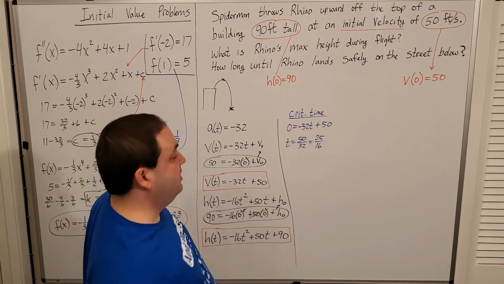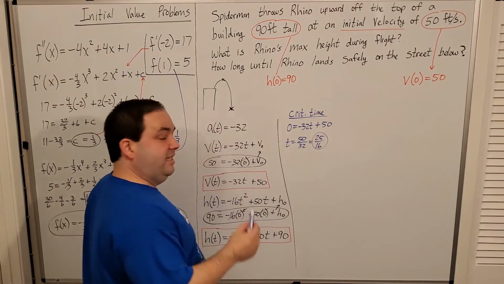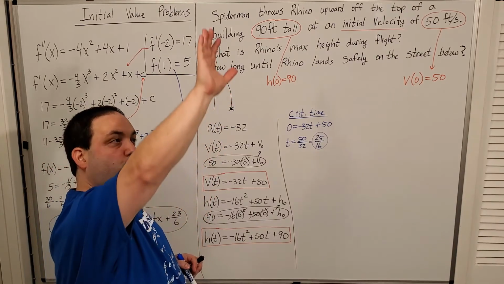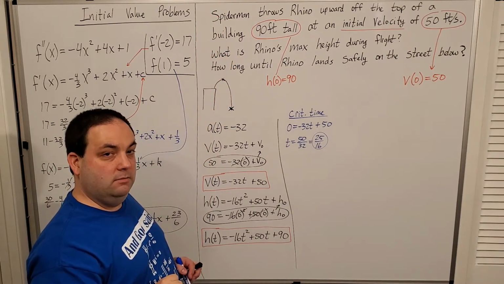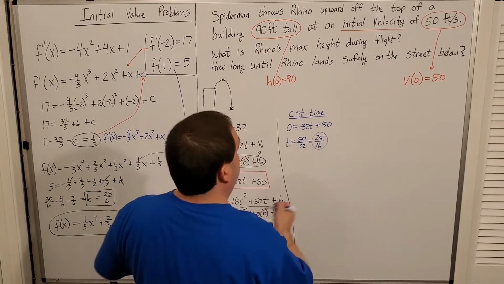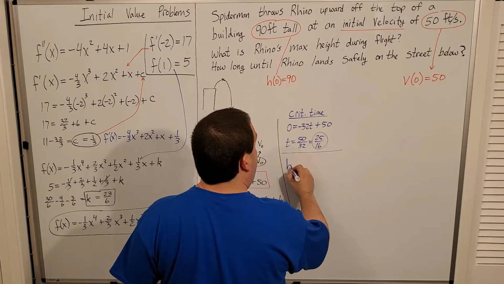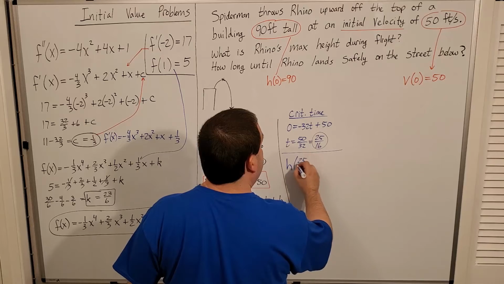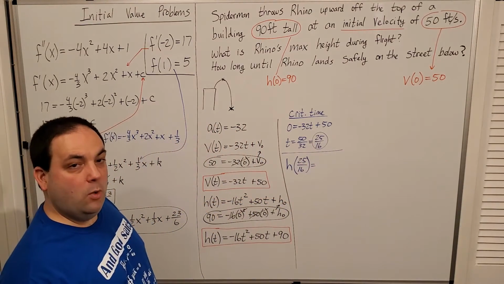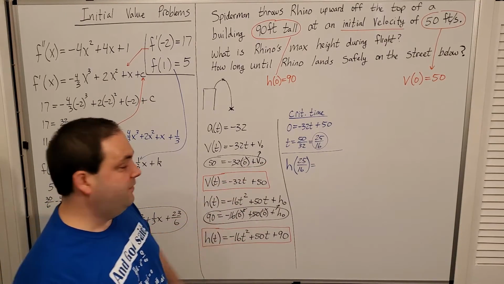From here, we'll just have to leave it like that for now. This is my critical time. This is the amount of time it takes for Rhino to reach the maximum height, right? Okay. From there, I then say, oh, well, what is h of 25 over 16? Right? That's what I want to figure out. I plug 25 over 16 into this function.